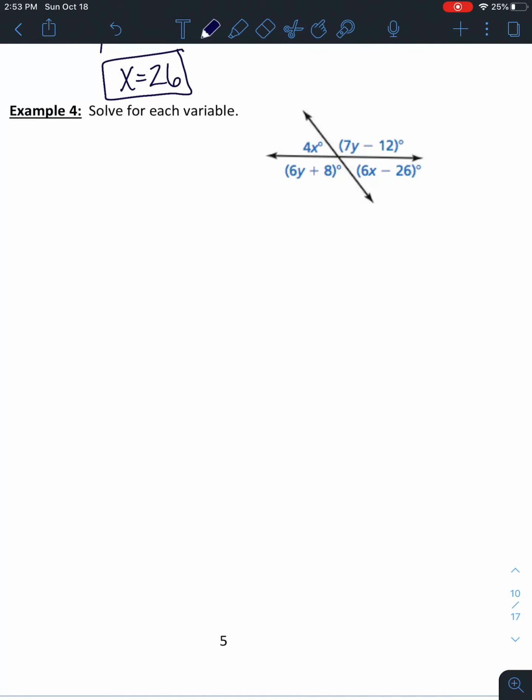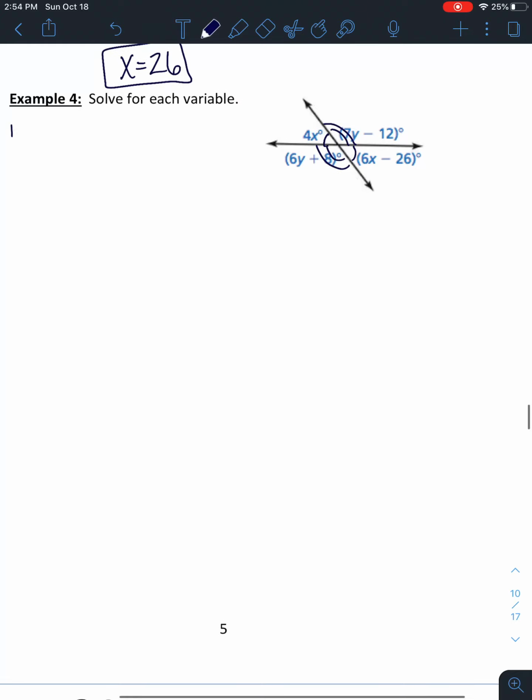Last one, find each variable. It is very convenient that our vertical angles are the same variable. And here you can see this one is both y. Because we've got vertical angles, again, we're just going to set them equal to each other. So I have 4x equals 6x minus 26. We'll go ahead and solve this first.